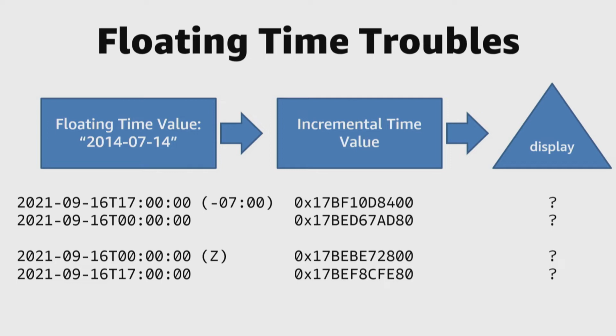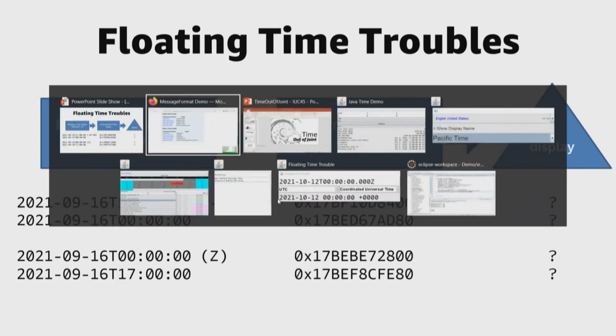Z is UTC. The top one is -7 hours, which is currently America, Los Angeles, right? And you can see the incremental time values, those hexadecimal numbers, which aren't very helpful or human readable, are different. So if you just take your floating time value and shove it into a Java util date and then print it out, you may get a different value than you expect. We can show you that.